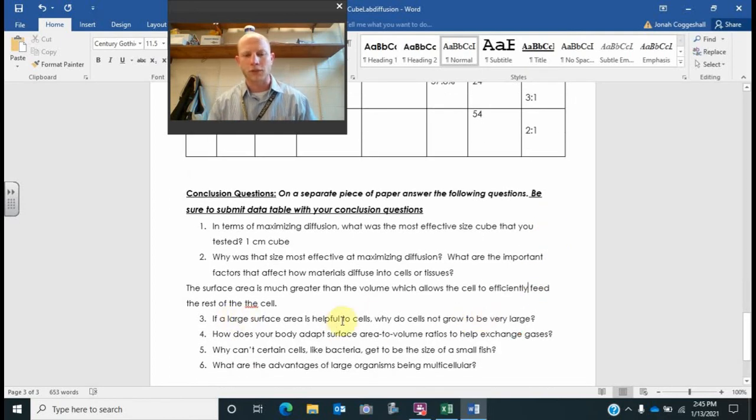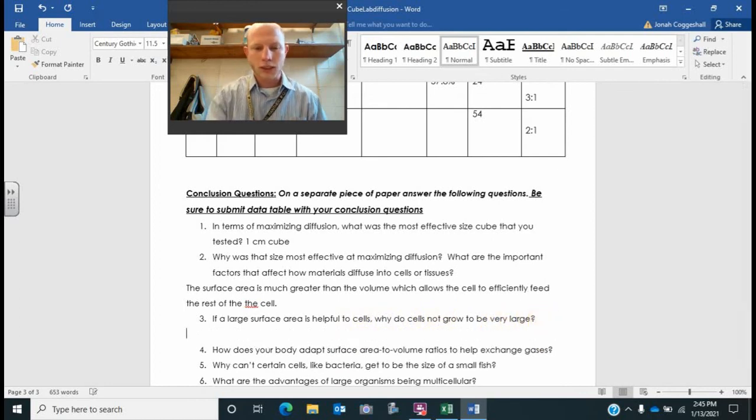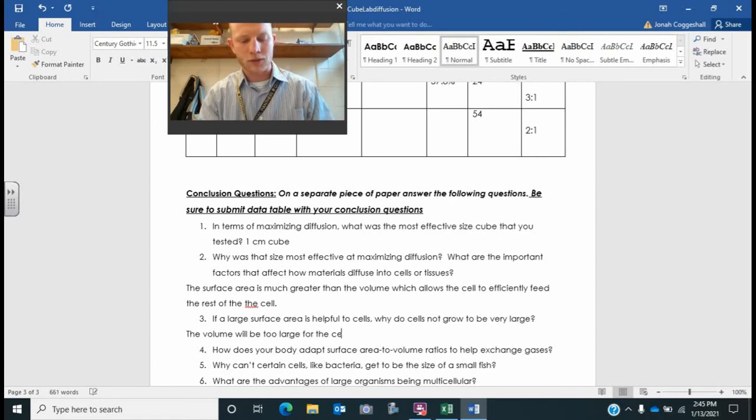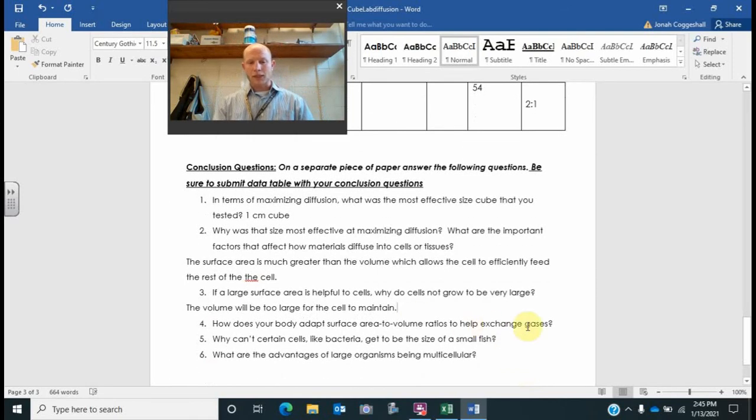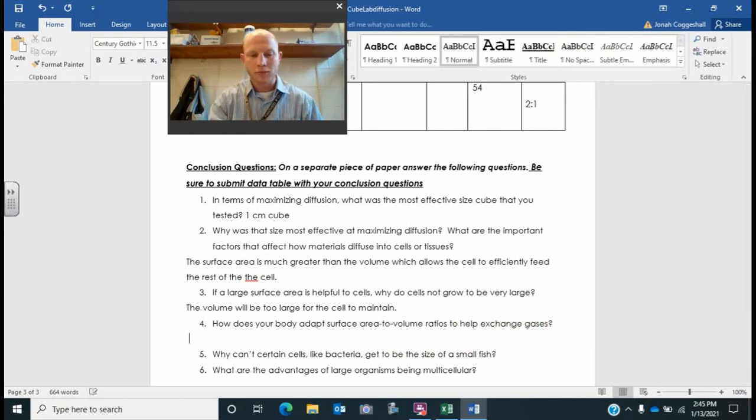If a large surface area is helpful to a cell, why do cells not grow to be very large? This is because the volume will be too large for the cell to maintain. How does your body adapt to the surface area to volume ratio to help exchange gases?